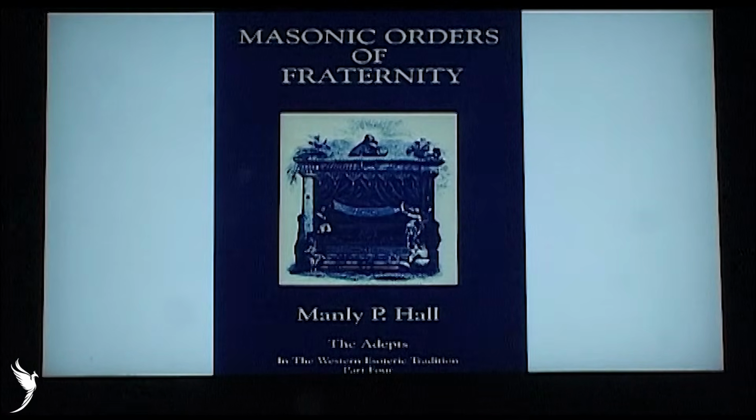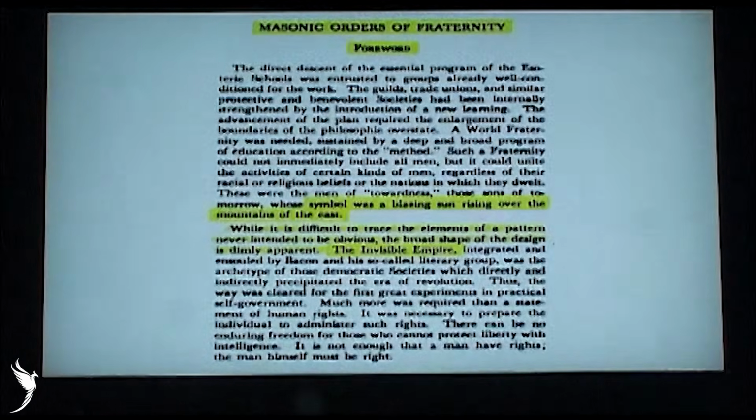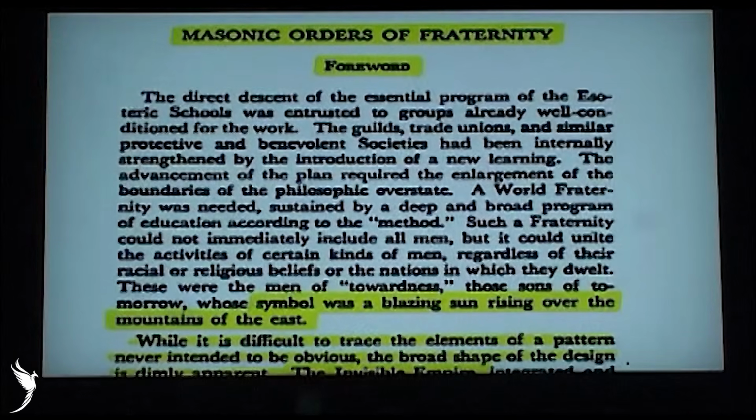A very interesting quote, very, very important quote from Manly P. Hall, the great Masonic philosopher and writer, a brilliant man. In his book called Masonic Orders of Fraternity, he says this, and this is a very important quote. He says, the direct descent of the essential program of the esoteric schools was entrusted to groups already well conditioned for the work. The guilds, trade unions, and similar protective and benevolent societies have been internally strengthened by the introduction of a new learning. The advancement of the plan required the enlargement of the boundaries of the philosophic empire. A world fraternity was needed, sustained by a deep and broad program of education according to the method.